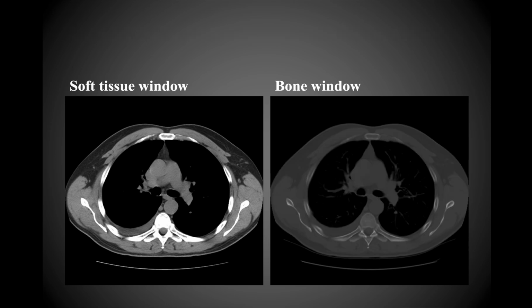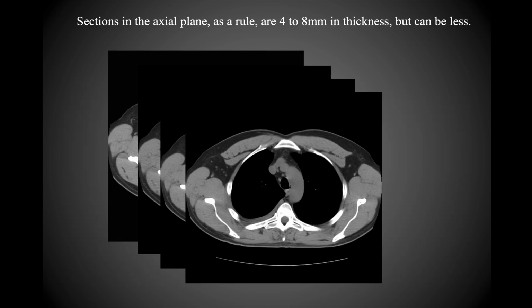There's also a bone window, which can certainly be used, but oftentimes chest x-rays are sufficient for assessing bony structures. But again, you can certainly do a bone window on a CT scan without any additional radiation. If you're looking for something else, you can certainly check out the bones just to be sure.